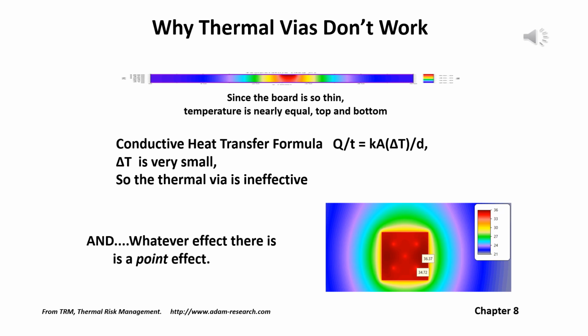The image shows a heated pad with 5 thermal vias connected to it. The temperature difference between the pad and the top of any thermal via is very small. In this image, it's less than about 2 degrees. And the thermal vias are only effective at a point. That's why people say you need a lot of thermal vias between a heated pad and the other side of the board.